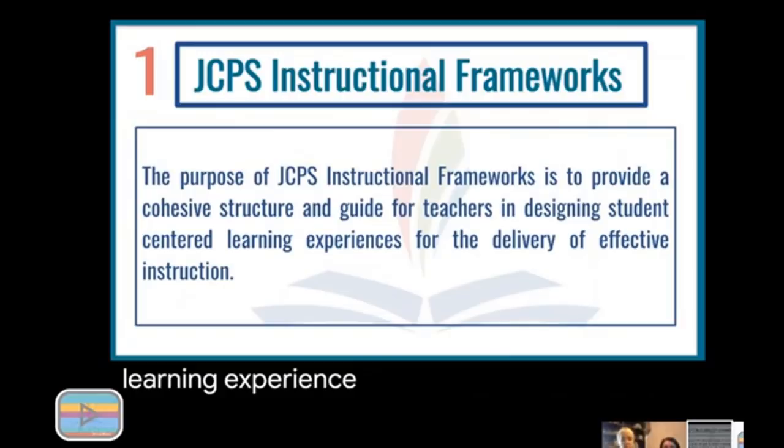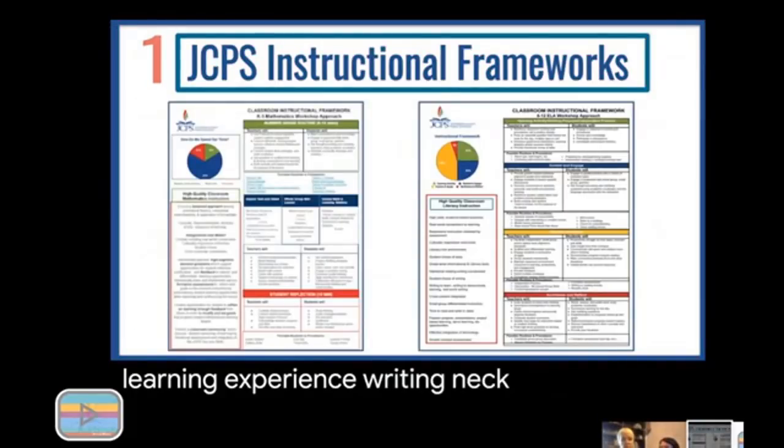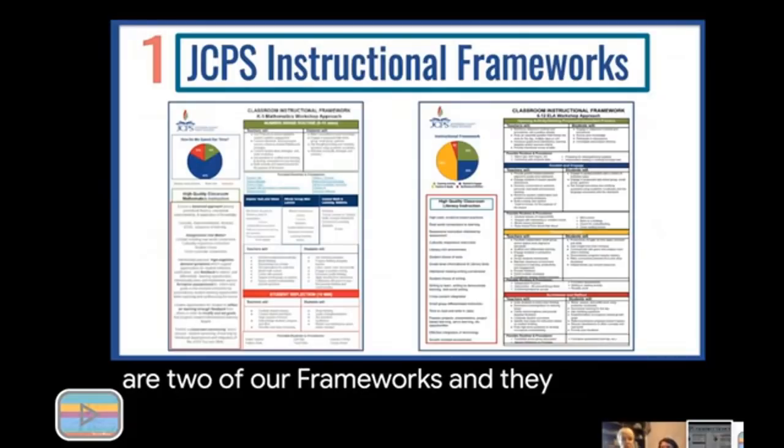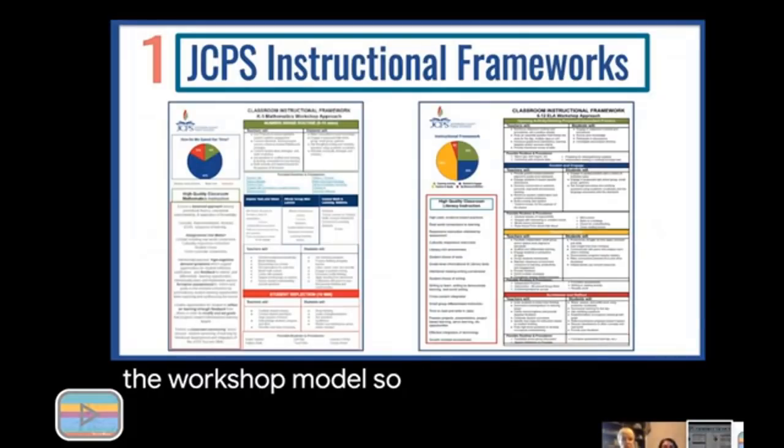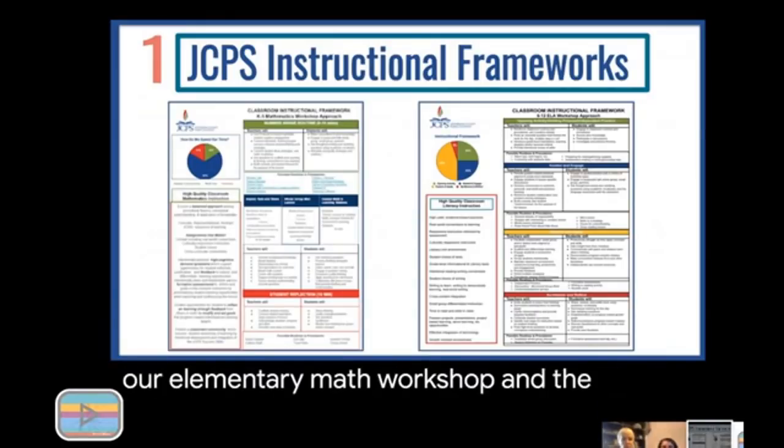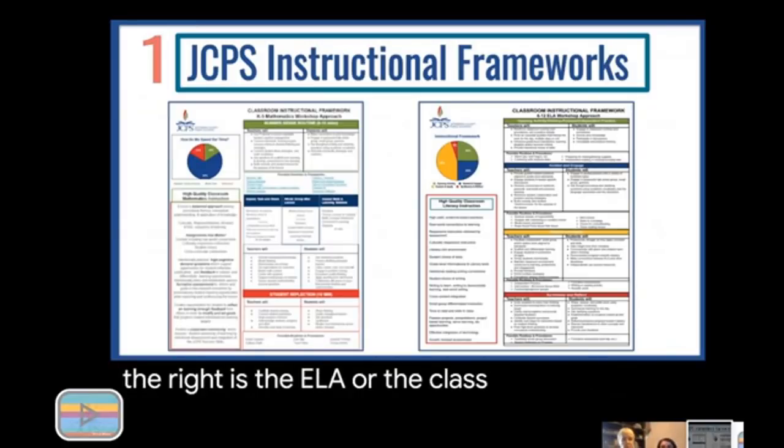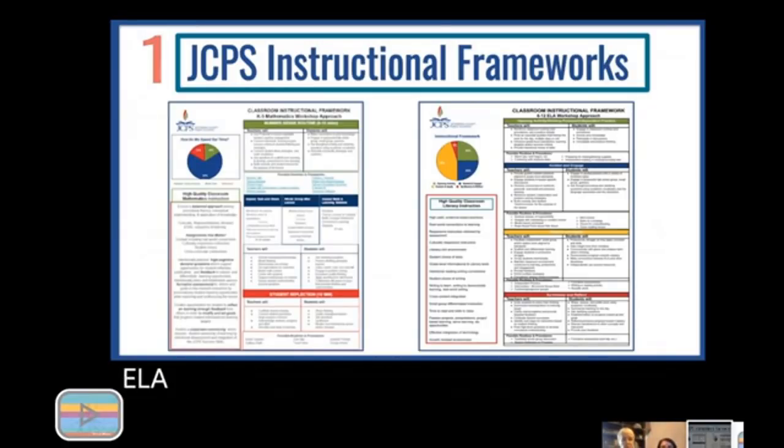Ready? Next. Okay. So these are two of our frameworks, and they represent the workshop model. The one on the left is our elementary math workshop, and the one on the right is the classroom one for ELA K-6-12.